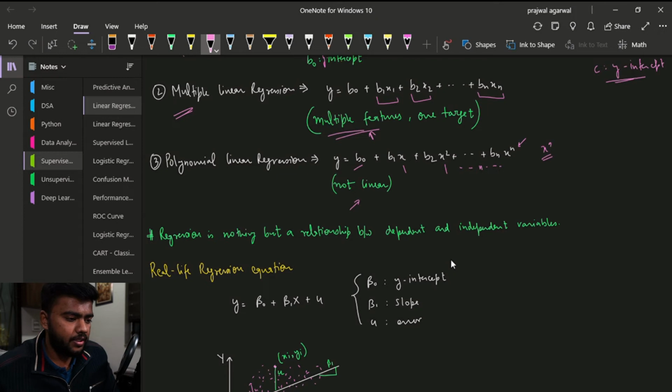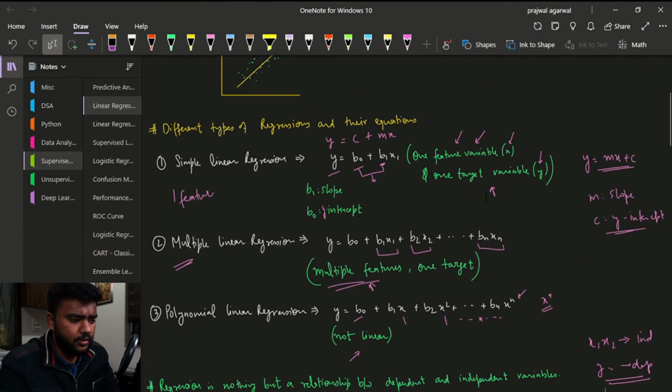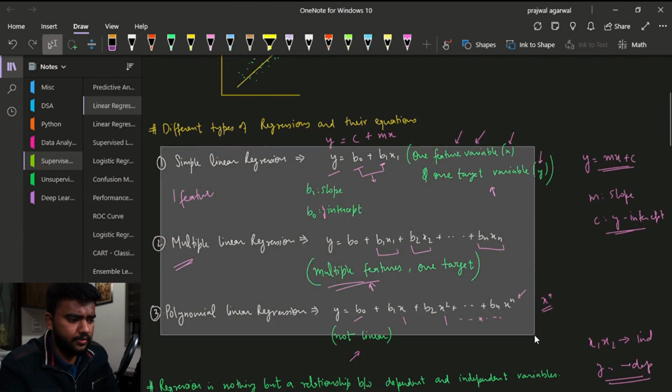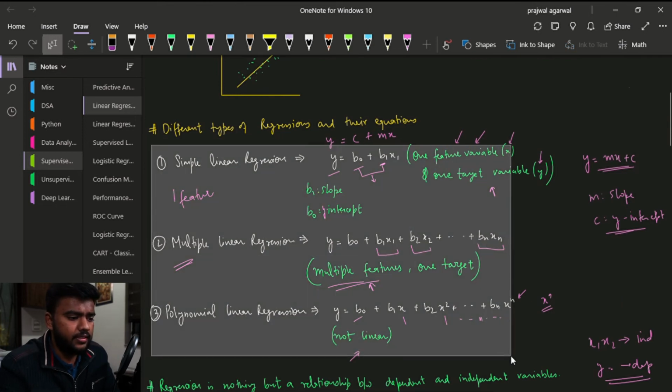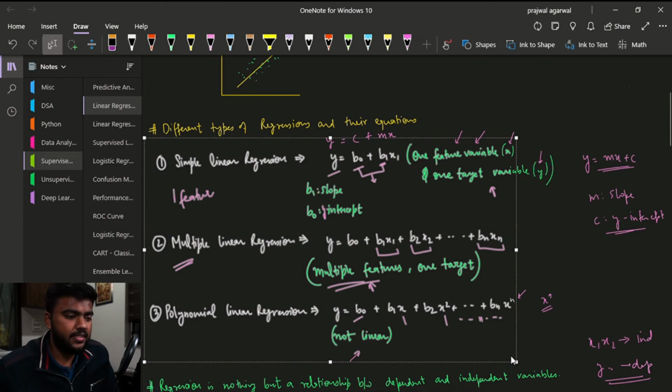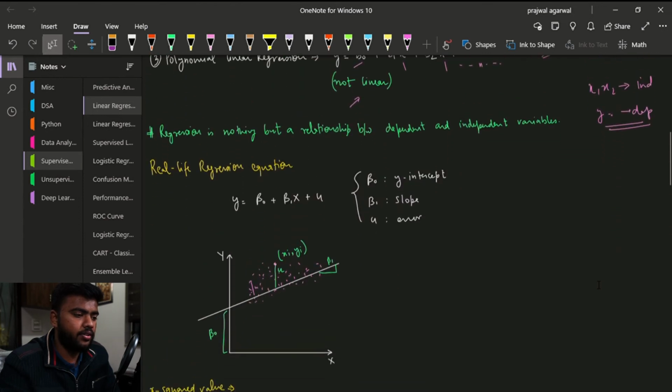Regression is nothing but the relationship between dependent and independent variables. If we look at our equations, the x characters that we have are independent, and y, since it is on the other side of the equation, is the dependent variable. Now, all the linear regression equations that we have seen so far are very ideal cases. We have not considered error till now. In real life, when we talk about linear regression, we also have to deal with some error.